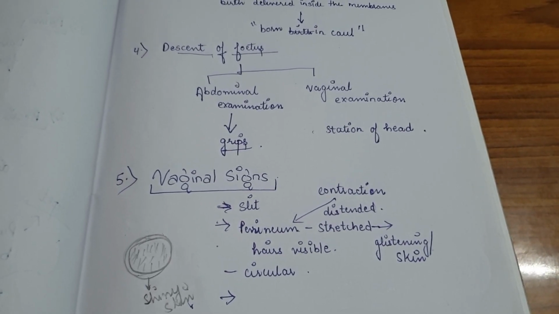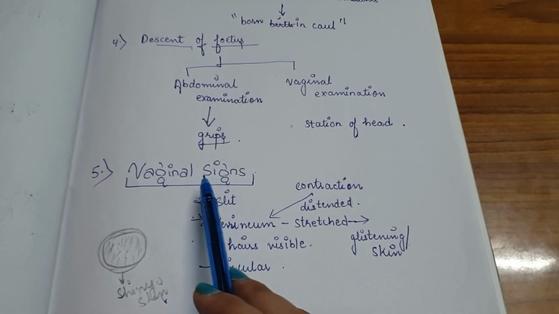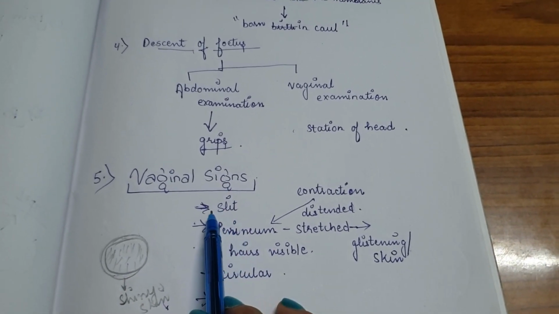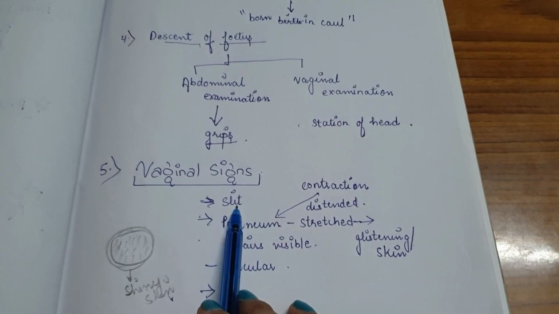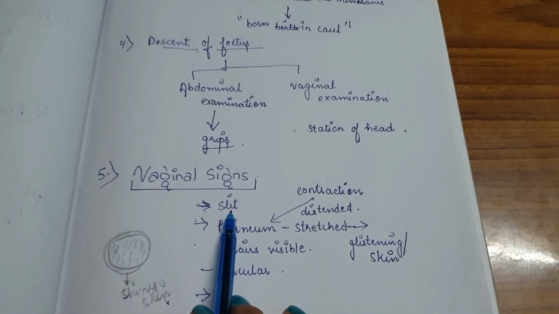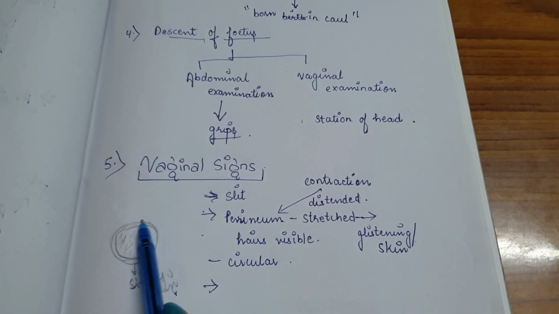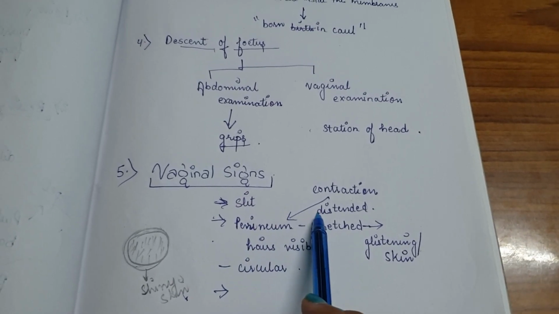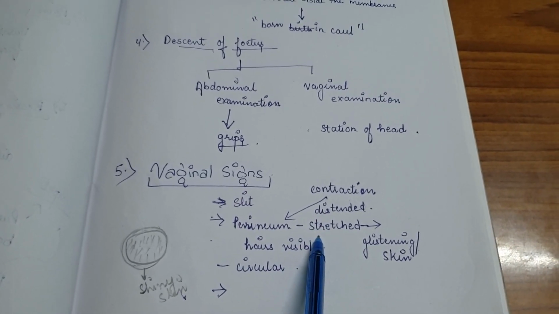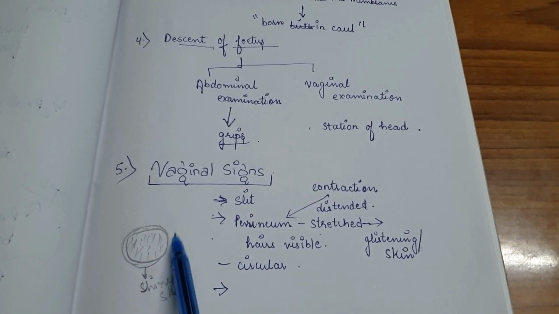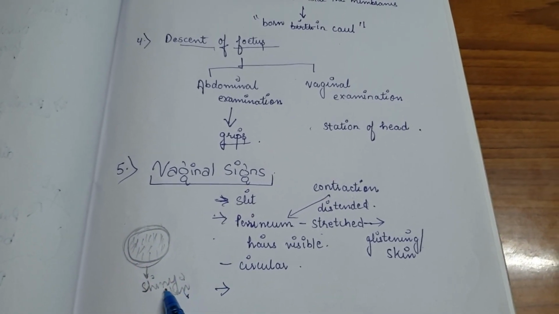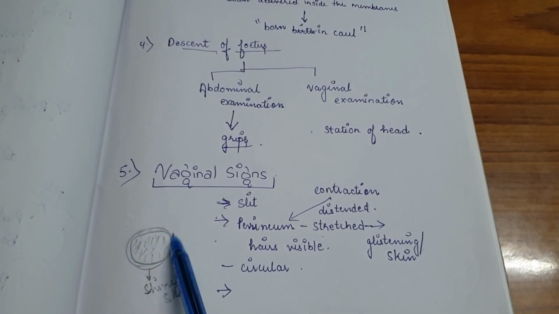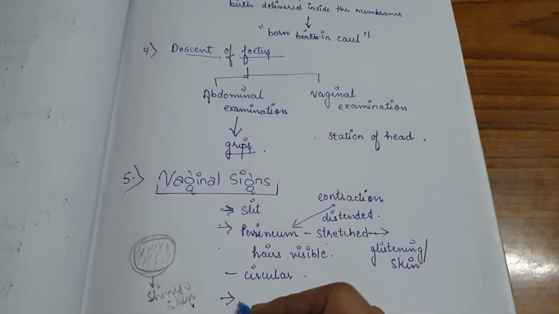So after the descent of the fetus, the next clinical symptom includes the vagina, that is, the vulva looks like a slit, that is, a long narrow opening with visible hairs, like here. Due to the contractions, the perineum is distended or stretched, because of which the skin looks glistening, or shiny. The meaning of glistening is shiny, and it appears circular, like in crowning.